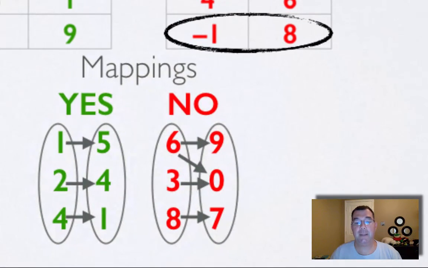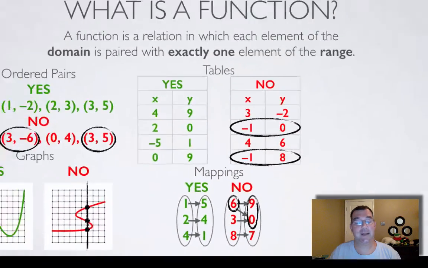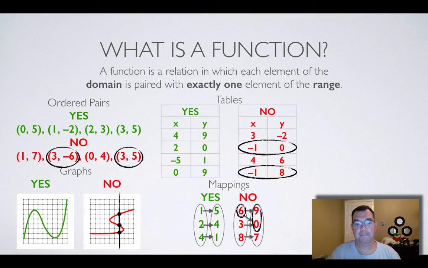And then finally, mapping. What we're looking for is an x that has 2 arrows leaving it and going to 2 different y's. So if you look at the green mapping, all of those x's have 1 arrow leaving and going to a different y. It's okay if 2 of them went to the same y, but we can't have 2 arrows leaving the same x. So if you look at the red mapping, you'll see that that 6 has 2 arrows leaving it and going to 2 different y's. And that means that the second mapping, the red one, is not a function, the green one is.